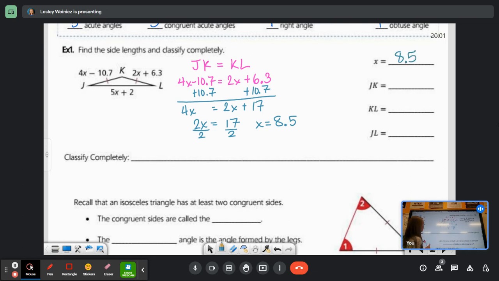Now we just have to plug it in. I'm using my calculator for this.